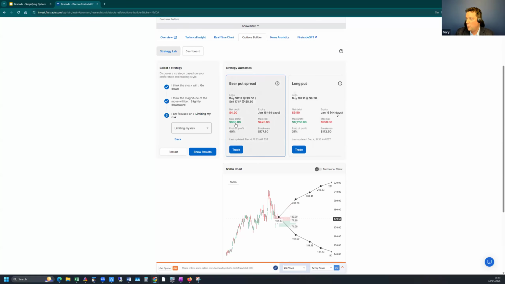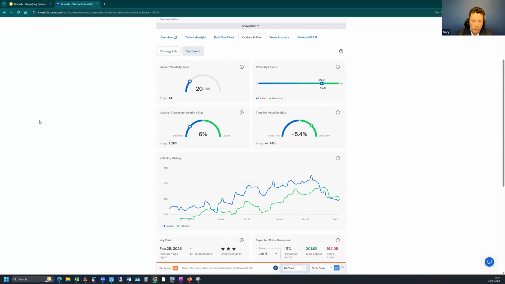Now, what should you do here? Should you focus on credit spreads or debit spreads? This is where the dashboard comes in. So if I click on the dashboard right now, I can get a whole new way of looking at volatility, right? So we can see implied volatility rank. Okay, so this is an important indicator in its own right. I could give a whole webinar just on this topic alone, but really it's gauging, and we have a quick definition here. Hover over the I.